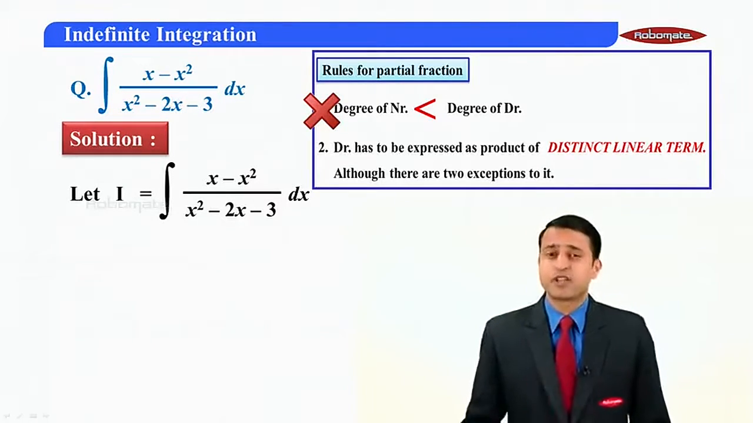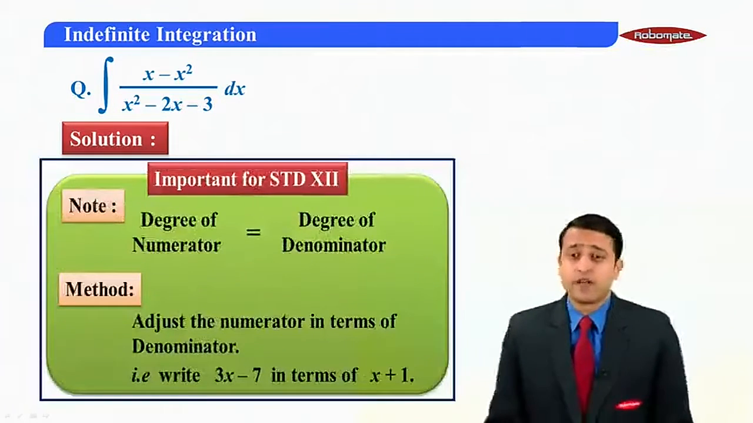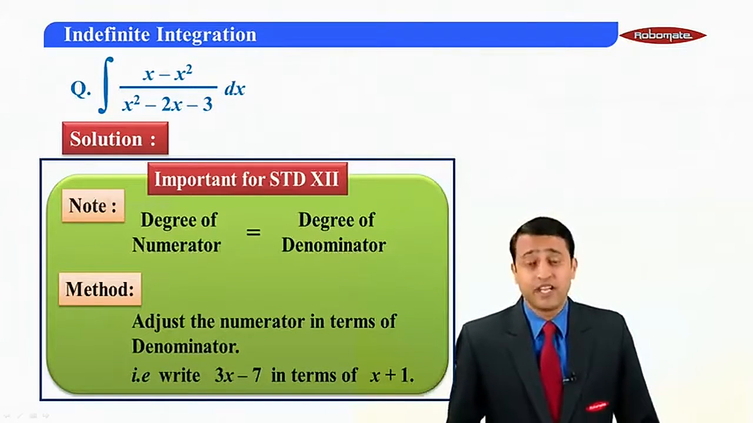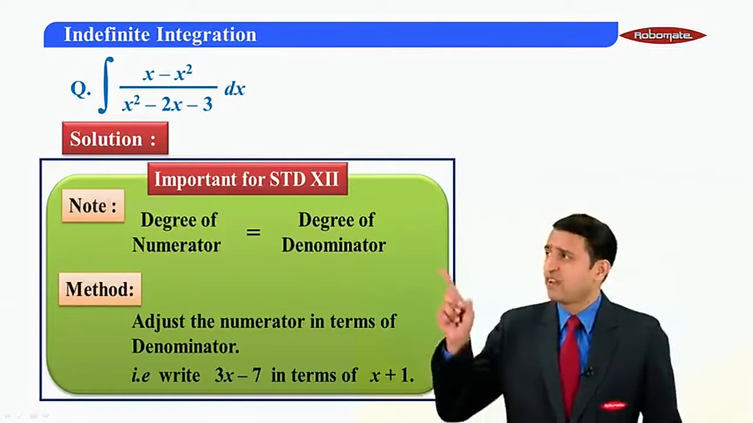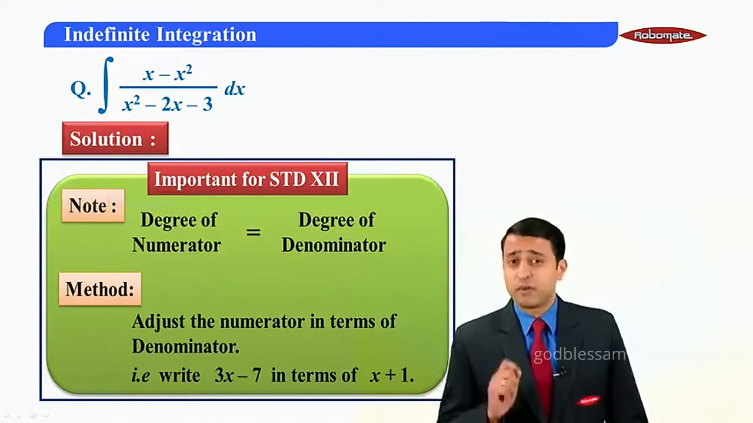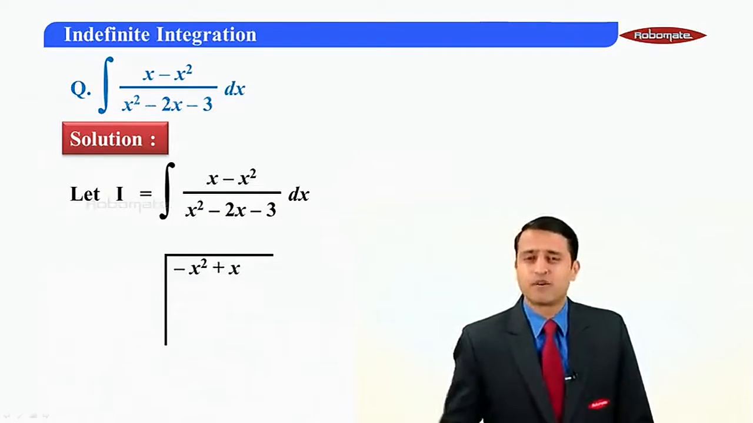Now let us see what is required to be done. We know from standard 11 that whenever degree of numerator is equal to degree of denominator, we need to adjust the numerator in terms of denominator. Very well mentioned there, important. It is very important for us to remember this. So let us perform division. Let us use the help of division.